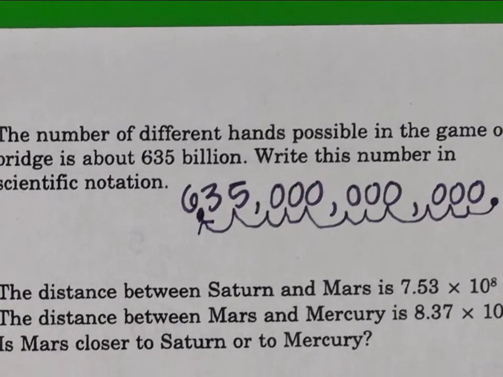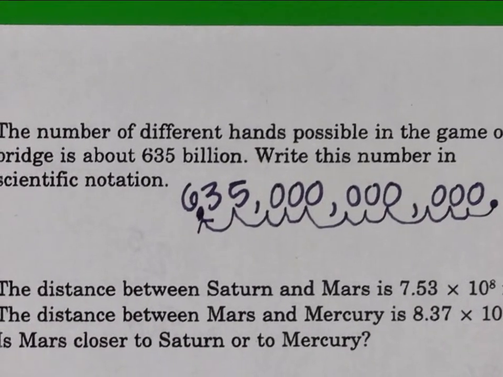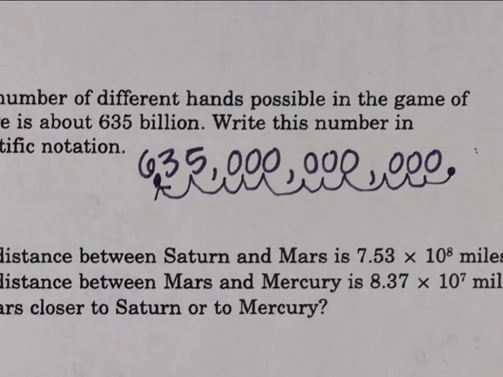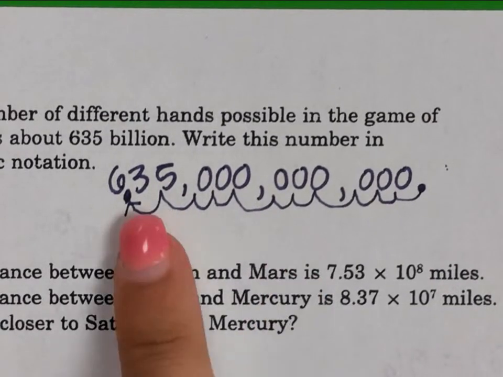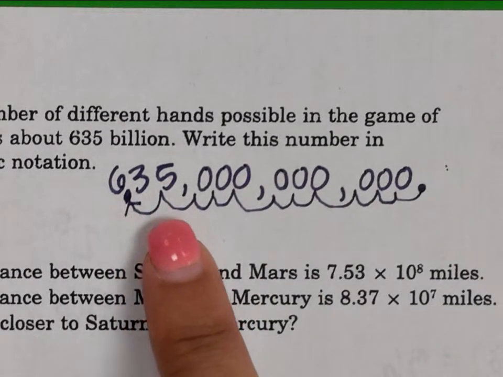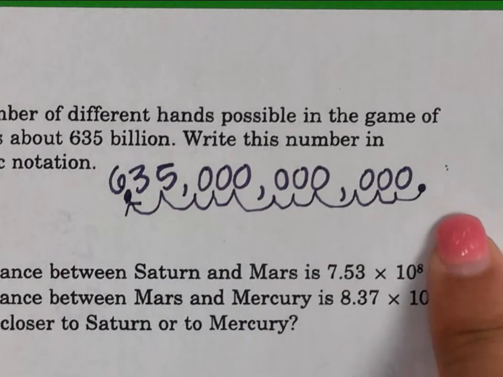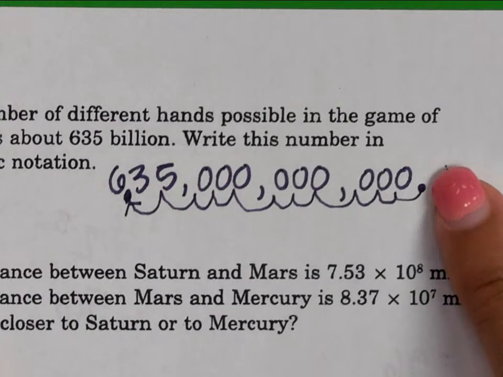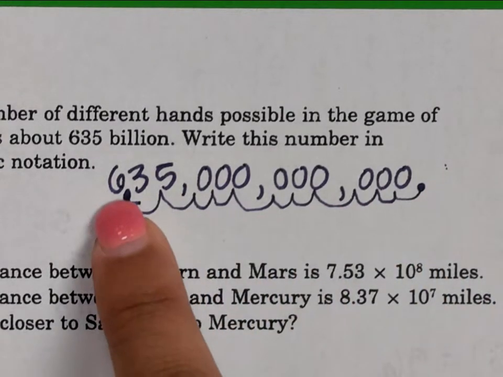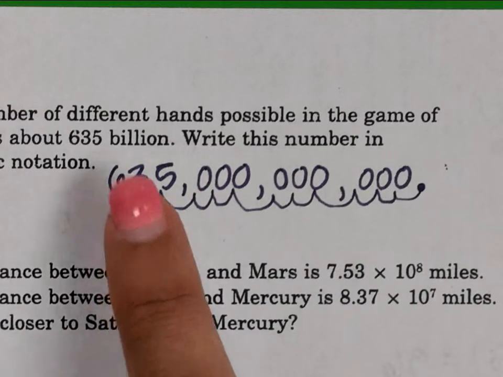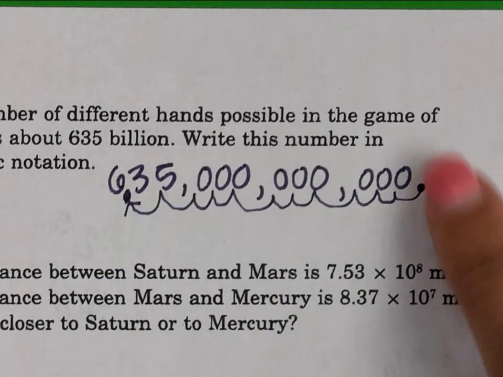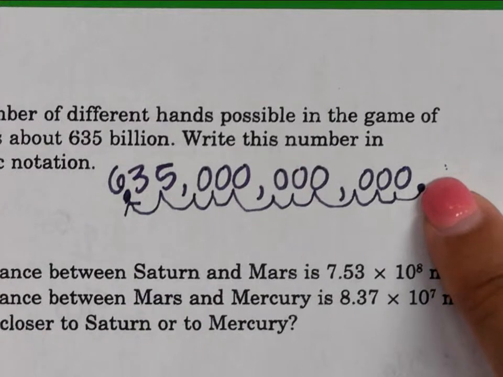So they're wanting you to write 635 billion in scientific notation. So first off, you got to write out 635 billion so you can see how many times you need to move that decimal. So this is my number with my decimal at the end. So how many times did I have to move it to put it in between the 6 and 3? 11 times. Since I started with a very large number, is that exponent going to be a positive 11 or a negative 11? A positive 11.